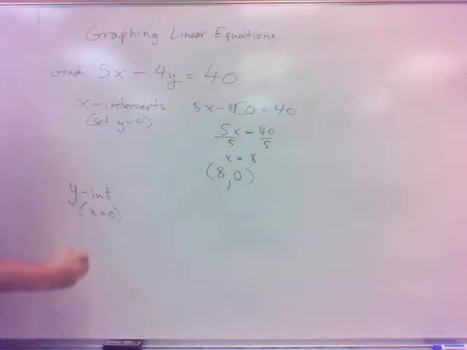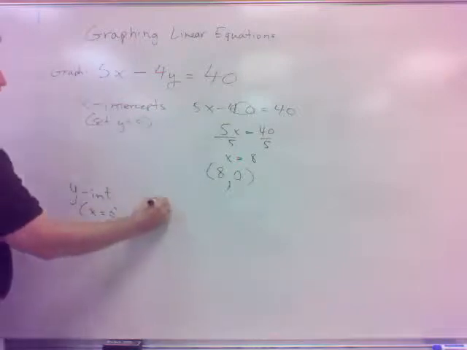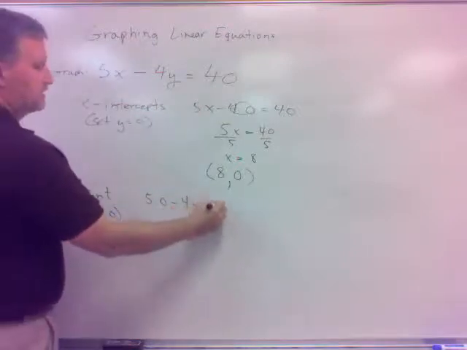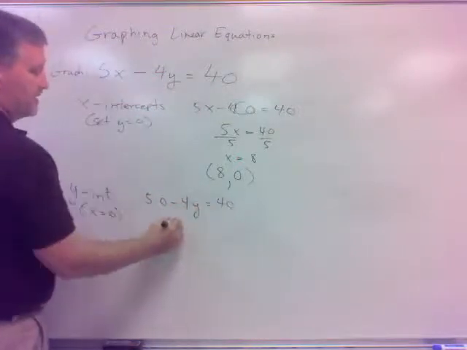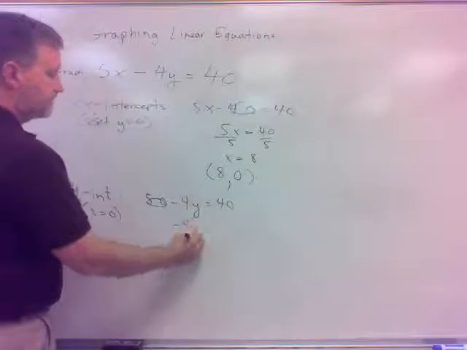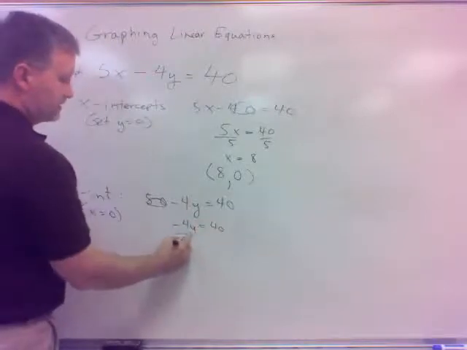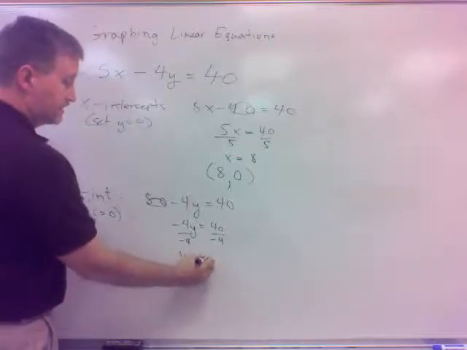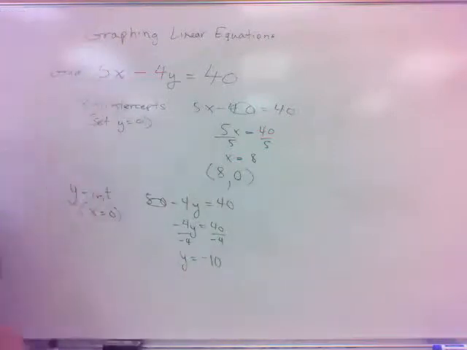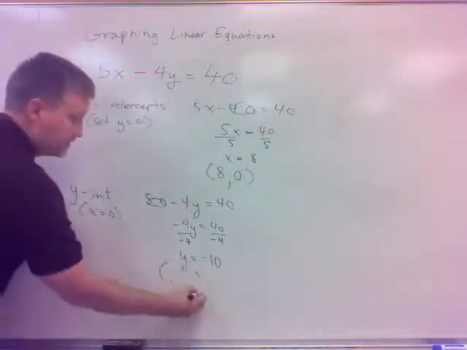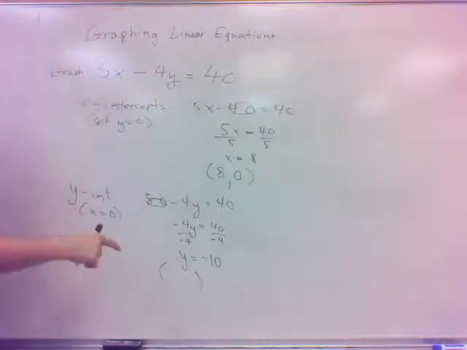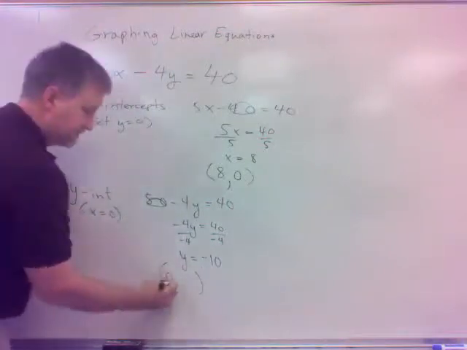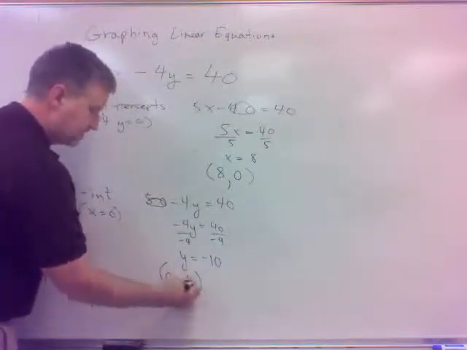And then, of course, for the y-intercept, we do just the reverse. On the y-intercept, the x is 0, so we set x to be 0 and solve that for the y value. That's going to be divided by -4, so y is -10. Sound about right? So the ordered pair for the y-intercept would be (0, -10). The x is 0, the y is -10.